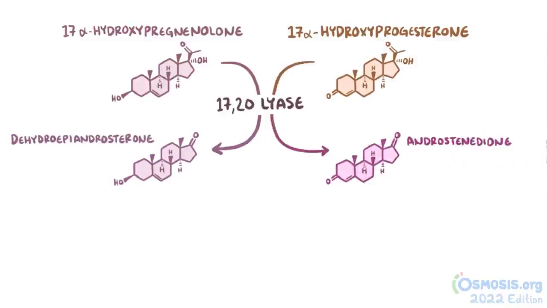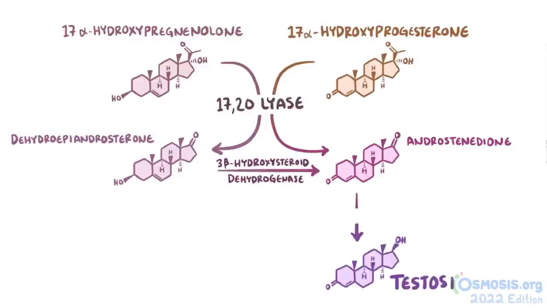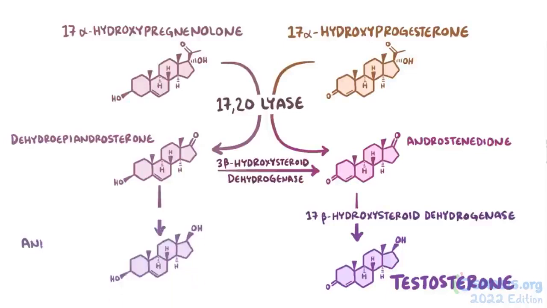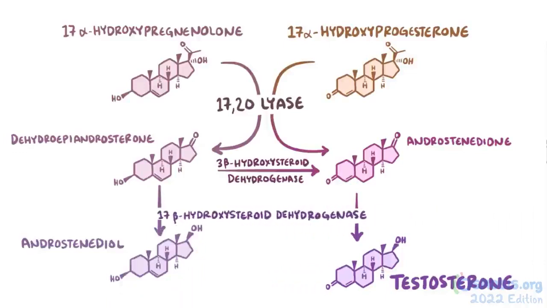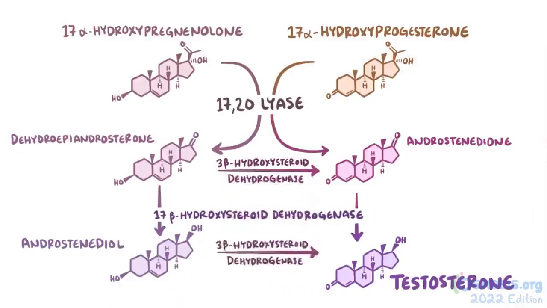Dehydroepiandrosterone can also be turned into androstenedione by the enzyme 3-beta-hydroxysteroid dehydrogenase. Then androstenedione is turned into testosterone by the enzyme 17-beta-hydroxysteroid dehydrogenase. Alternatively, you can also get to testosterone by converting dehydroepiandrosterone to androstenediol first with the same enzyme, then using 3-beta-hydroxysteroid dehydrogenase to get to testosterone.